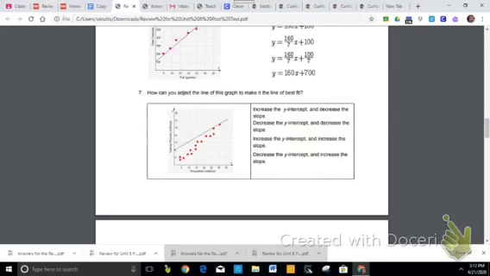Guys, we're going to have to know that everybody makes mistakes, and sometimes you just have to figure out what the question is asking. So it's how can you adjust the line of this graph to make it the line of best fit? Let's stay with the question on this one, and let's put in our own correct line of best fit. What do we see that's wrong with their line of best fit?